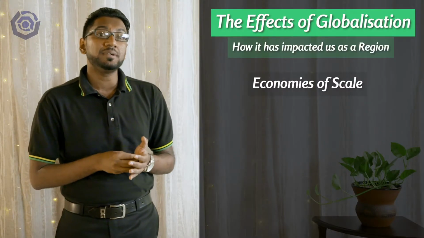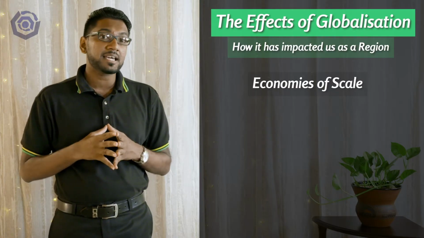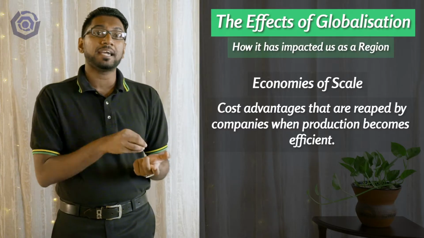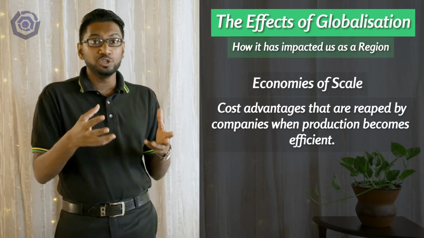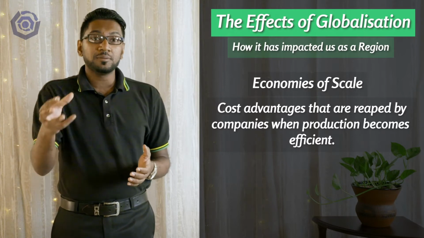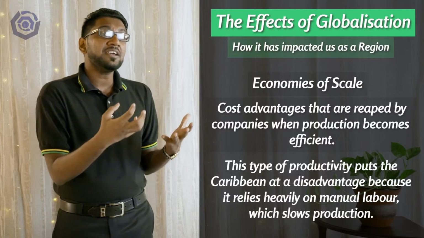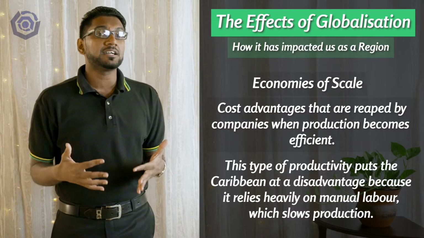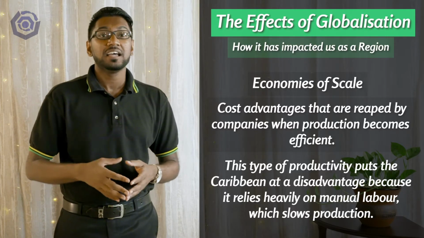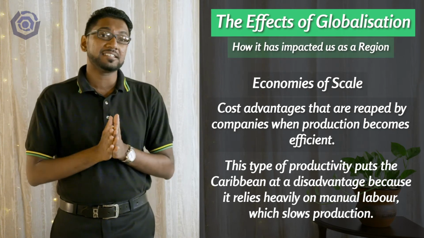Well, it all has to do with economies of scale, and Caribbean countries do not always achieve economies of scale. What do we mean by economies of scale? We mean cost advantages that are reaped by companies when production becomes efficient. And production becomes efficient when companies and businesses use more technology. They use machinery. They're automated. In the Caribbean, we heavily rely on labor. We rely on manual labor. So it may take 5 hours to produce a shirt in the Caribbean, whereas in the US, it may take just 1 hour or 2 hours. And that's because we rely on humans instead of technology, right? So that's one reason for not achieving economies of scale. And as a result of that, production costs can be really, really high.